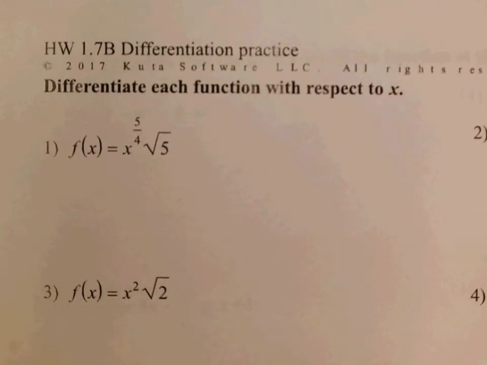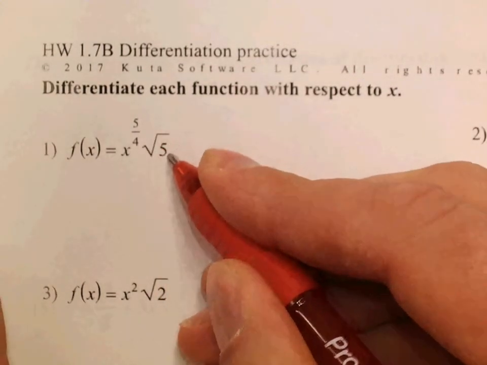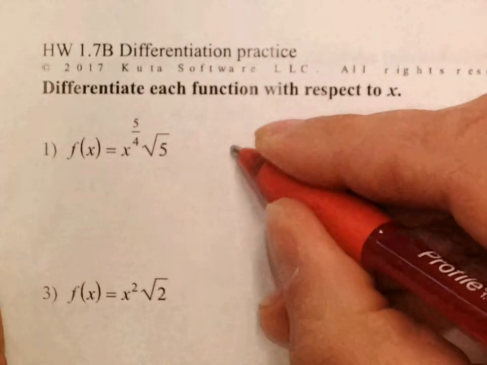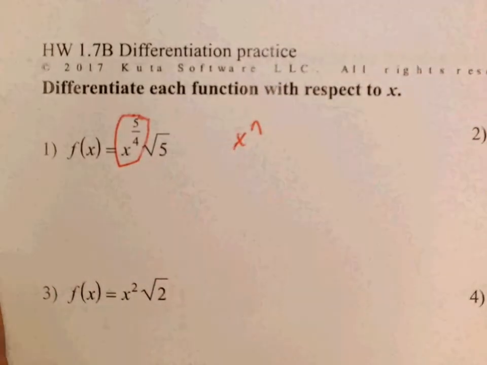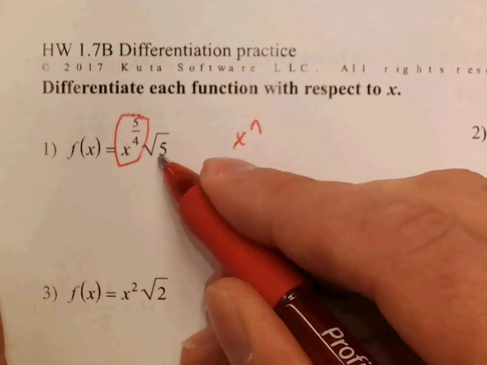In homework 1.7b, the first page, the hardest thing is to figure out what part is a power rule and what part is just a constant. In this first one, we've got x to the 5/4 times the square root of 5. The power rule is when you have x to the n power. That's going on right here. Square root of 5 is not a power rule because it's not x to a power. This is just a constant.